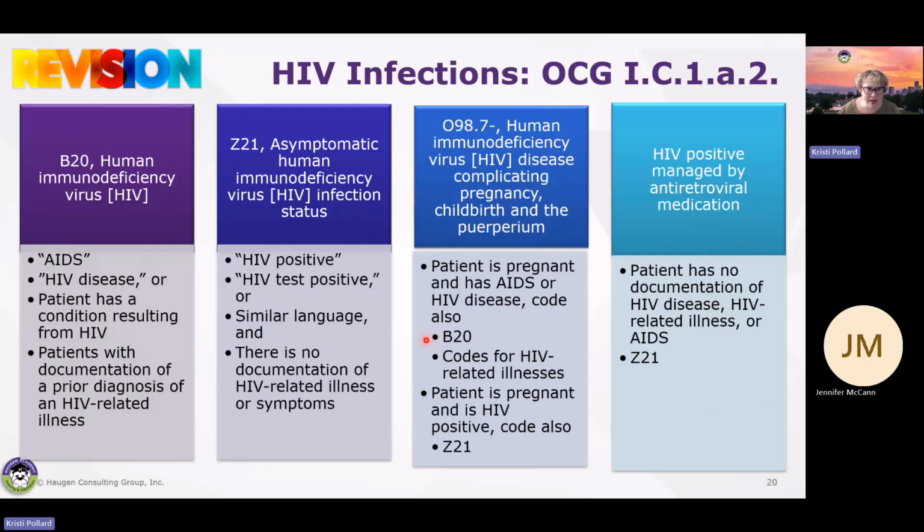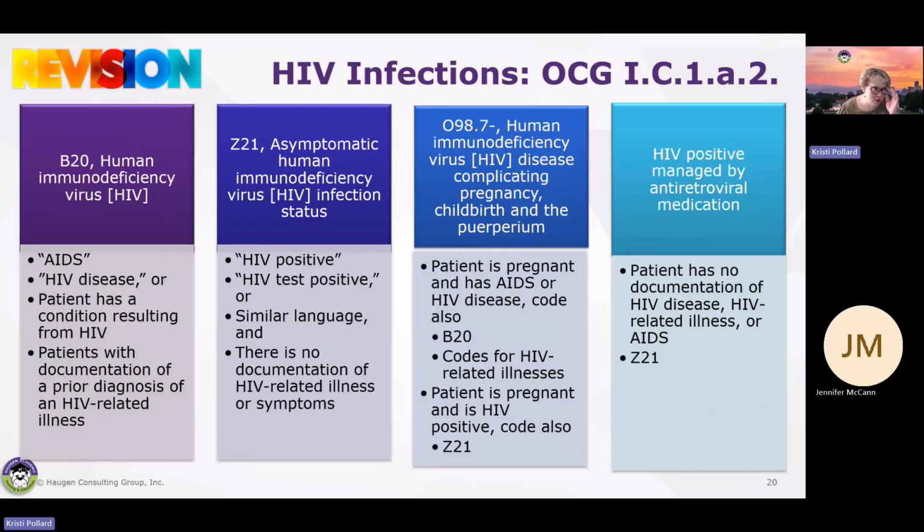But if she's pregnant and HIV positive, no history of HIV-related illness, it's still the O code, O98.7, and then the secondary code is a Z21. So that's a guideline worth going in and reviewing. And then if the patient has HIV, is HIV positive, managed by antiretroviral medication, and there's no documentation that they have an HIV-related disease, it is a Z21.